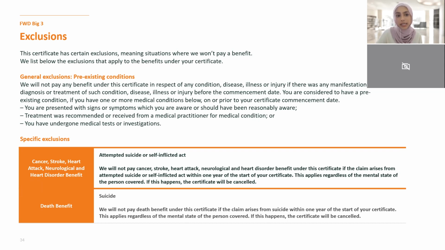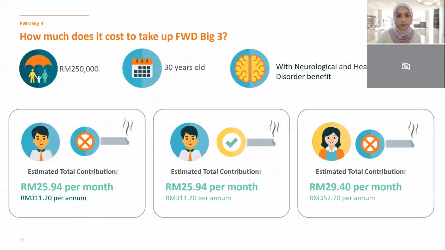Now, let's say you do not have any of these pre-existing conditions, you have already applied for the plan and you are a part of the plan already. These are some of the exclusions we have upon participation. We do not cover for attempted suicide and self-inflicted act within the first year. Just like Protect Direct, it's only within the first year. After that, we do cover for it. And for the death benefit, we do not cover for suicide within the first year as well.